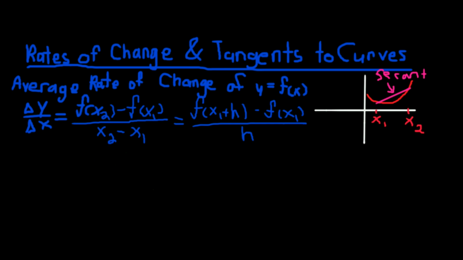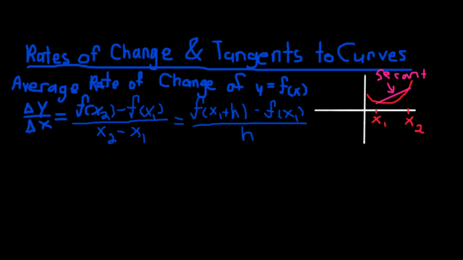So basically, what we're talking about here is the average rate of change of our function y, or f of x. That means it's just our delta y, our change in y, which is what this little triangle means. It's delta y over delta x. If we express that in terms of functions, it would be f of x2 minus f of x1 over x2 minus x1. We take this x2 minus x1 and replace it with h. So f of x1 plus h minus f of x1 over h.